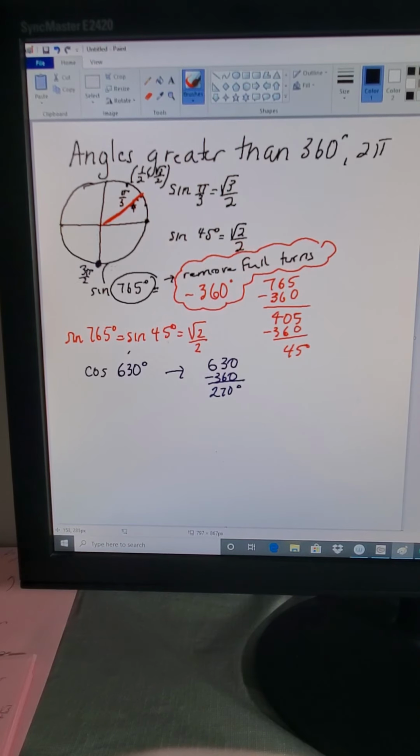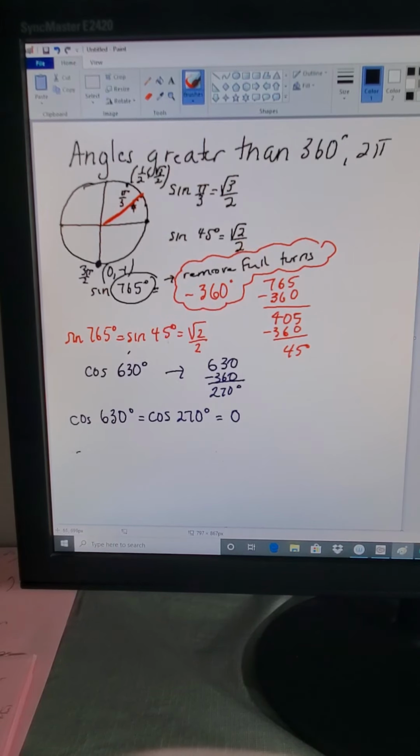What do we have here? We have 0 and negative 1. So the cosine of 630 is the exact same thing as the cosine of 270, which is equal to 0. I hope I'm making this clear, but you're reducing an angle greater than 360 to one that is less than 360, because after a complete turn, it's like you're starting over.